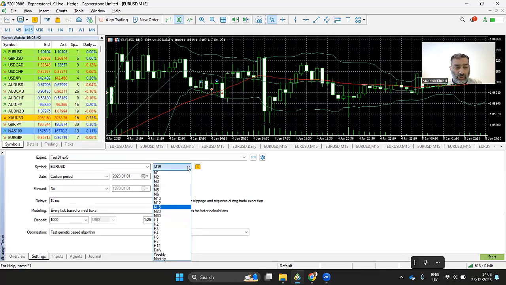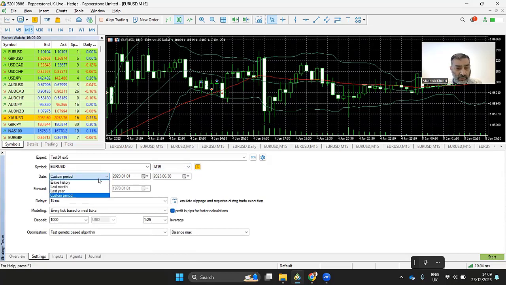And then you choose your time frame, the time frame against which you'd like to test your strategy. I'm selecting 15 minutes here. You can go for 20 minutes, 30 minutes, or whatever you like to test against. And then you can have your period. It could be the entire history downloaded in your system, or you can test for a particular month, year, or choose your custom dates. I'm going to test my strategy against the last full year, basically starting from the beginning of the year to the end of the year.